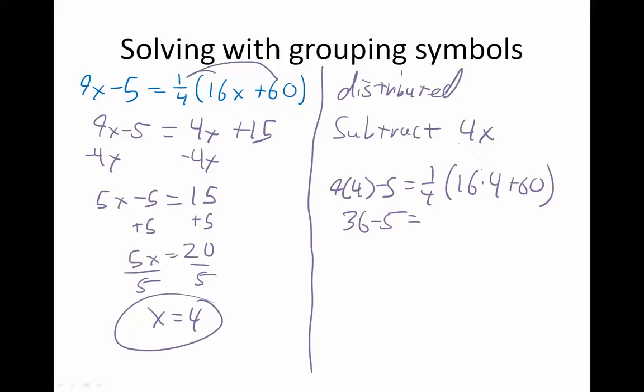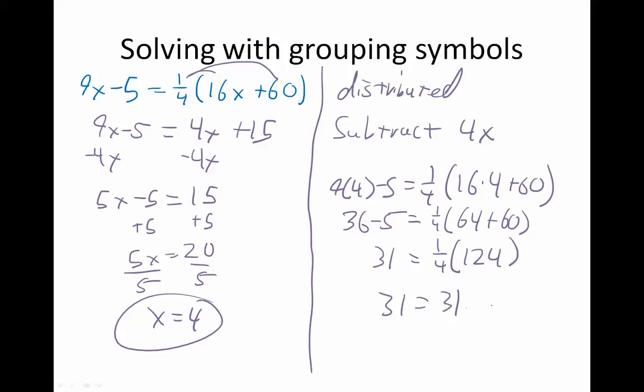All right, anyway, so 1/4 times 16 times 4 is 64 plus 60. This is 31 equals 1/4 times 64 plus 60 is 124. And that checks out. 1/4 times 124 is 31. So we're good. It makes sense. All right, so all we really did here is we complicated it a little bit. We added a step that you had to do before you needed to get the variables on the same side.